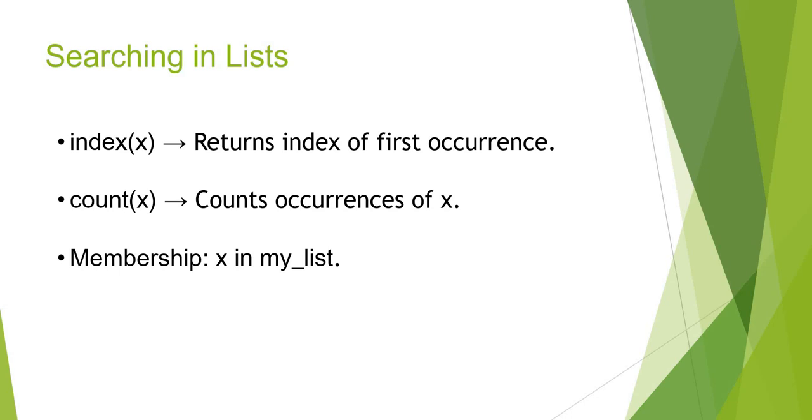Count of X counts the occurrences of X. So how many times X is there in the list will be counted, and the count, an integer number, will be returned by this method called count of X. Then membership: X in my list. This in is the membership operator, which helps us search whether the item X is present in the list.